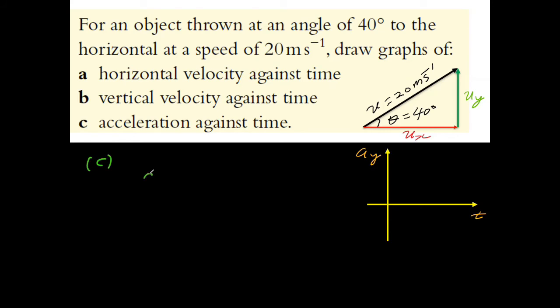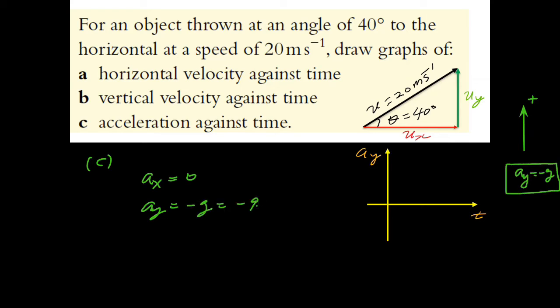Now, acceleration against time. Acceleration in the x component equals 0, and the acceleration in the y component equals minus g. As we chose upward as the positive reference, the acceleration due to gravity, which is always downward, is minus g, equal to minus 9.81 meters per second squared. Then our graph is going to be at minus 9.81.